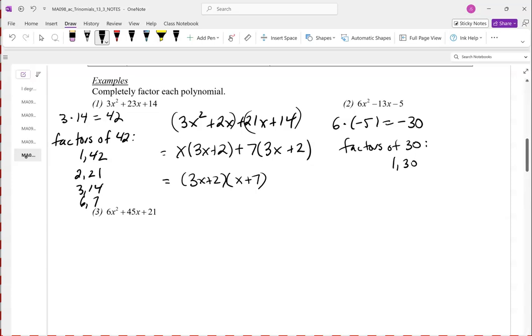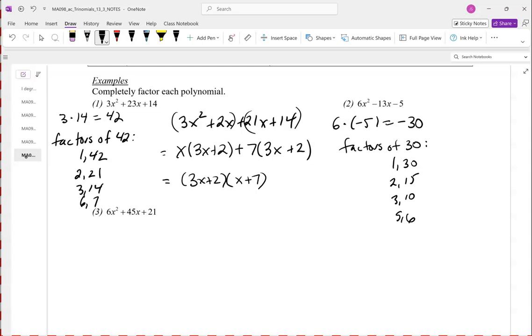1 and 30. What else? 2 and 15. 3 and 10. 5 and 6. Good. And that's it, because now we're at 5 to 6. We're done, right? You know we got all the factors. You just told me one has to be positive and one has to be negative, right? And what does it need to add up to when we're done? Negative 13, right? So what are we going to have to use to get negative 13 looking at these pairs?